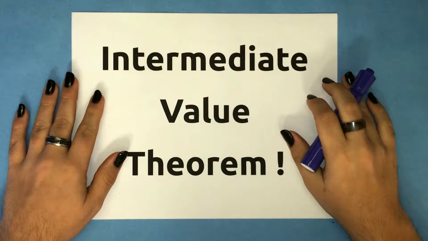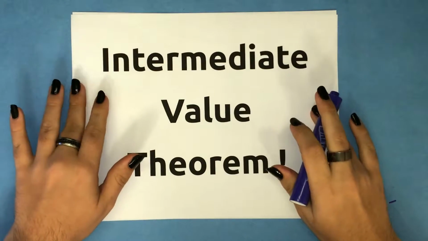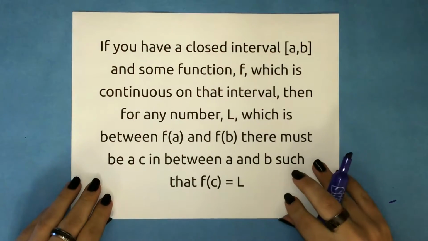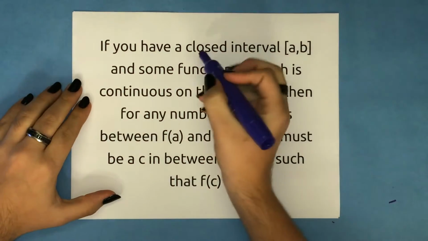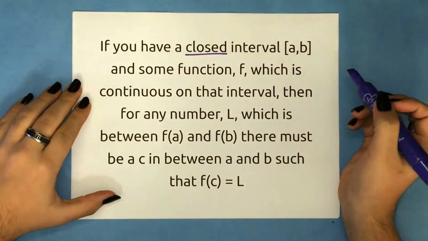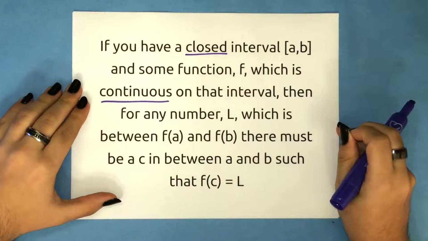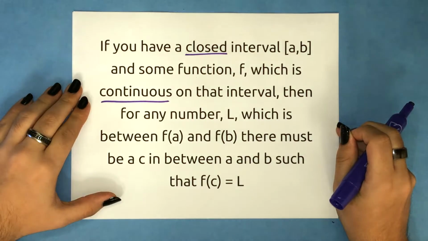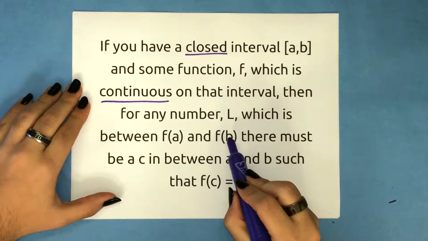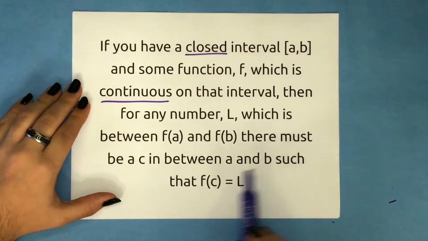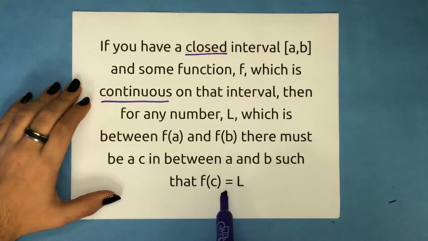In this video, I'll be explaining the intermediate value theorem, what it means, and why it's useful. The intermediate value theorem says that if you have a closed interval, a to b, and some function f, which is continuous on that interval, then for any number L, which is between f of a and f of b, there must be a c in between a and b such that f of c equals L.